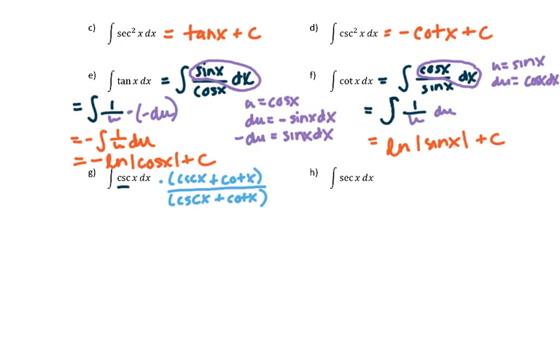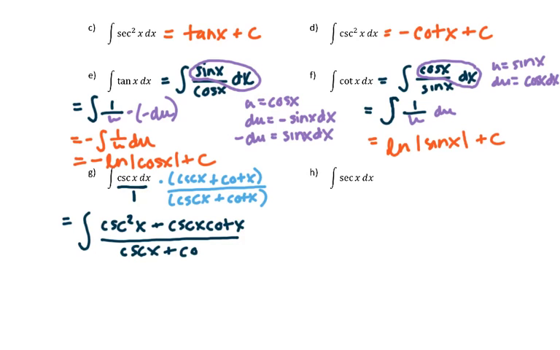Okay. Remember, this is over 1, so we're just going to multiply across here. So now we're taking the integral of cosecant squared x plus cosecant x cotangent x over cosecant x plus cotangent x dx. Okay? And so we're going to have to do our u-substitution here. And the main reason we're going to have to do that is because of this denominator. So we're going to have to let our u equal the denominator.